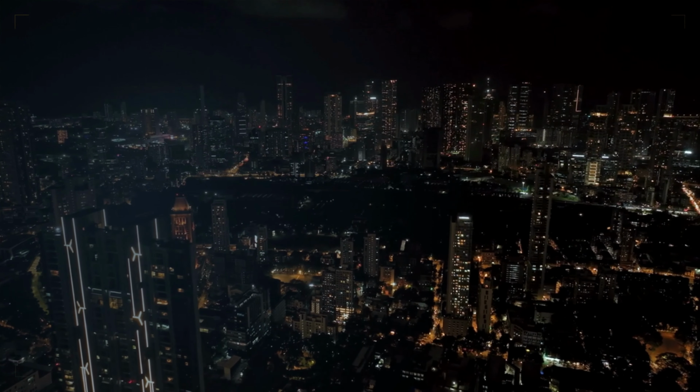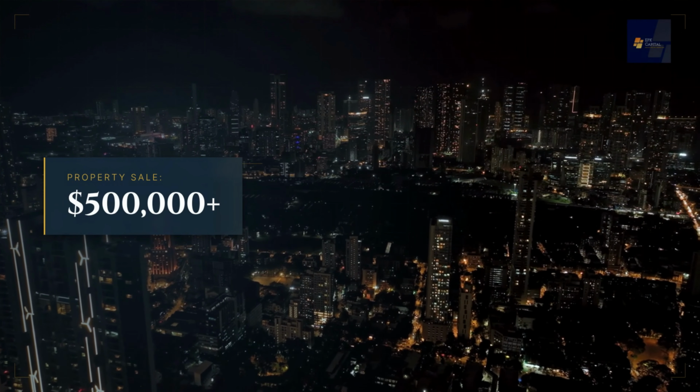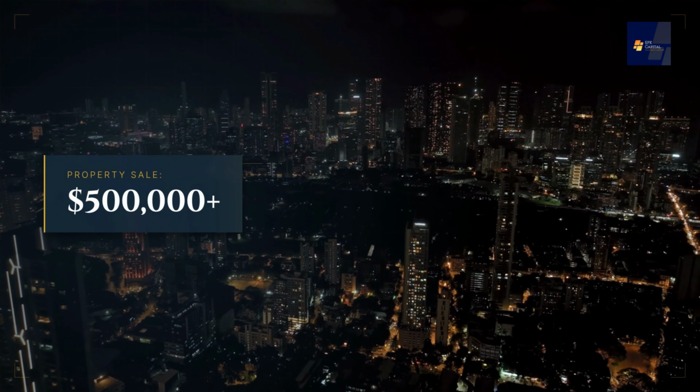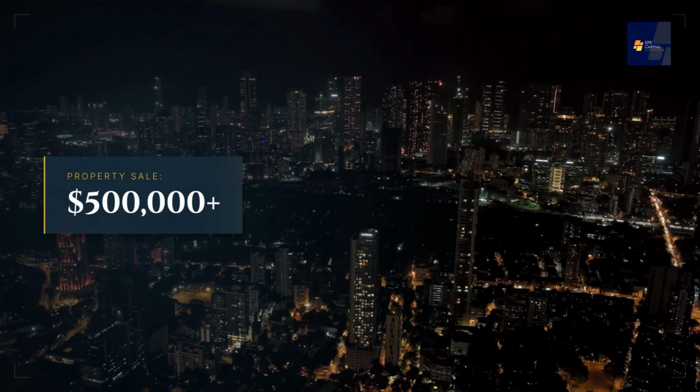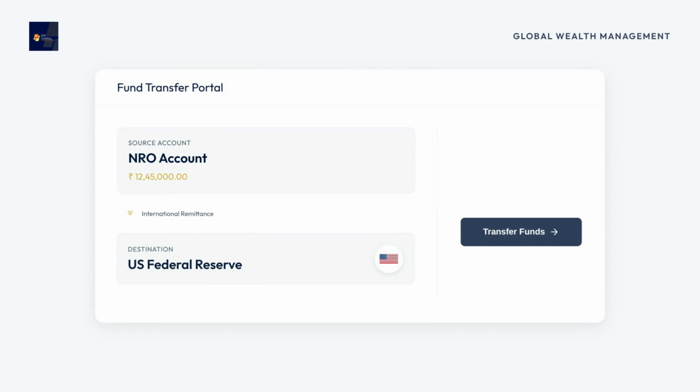You've just closed on a major property sale in Mumbai, or perhaps you've liquidated a long held family equity portfolio in India worth $100,000, $500,000, or more. The funds are sitting in your NRO bank account, and you're ready to wire that capital back home to the US, UK, UAE, or Singapore.